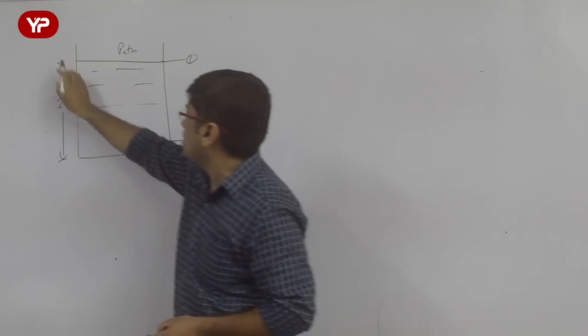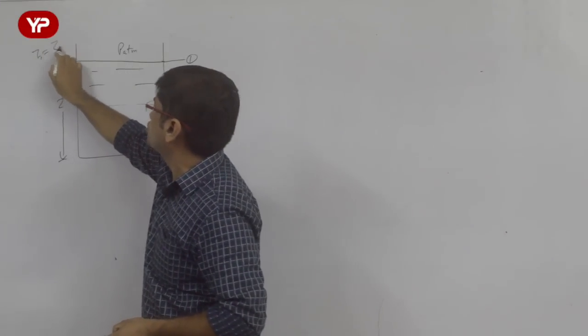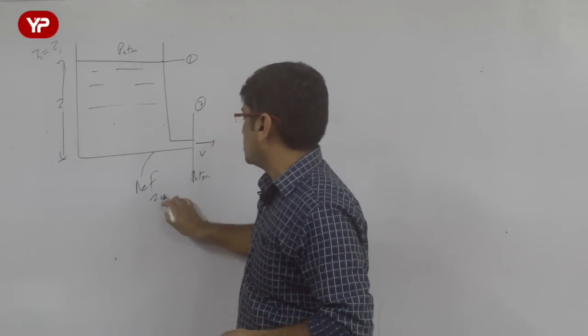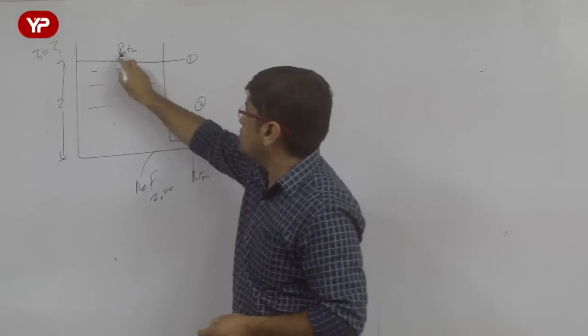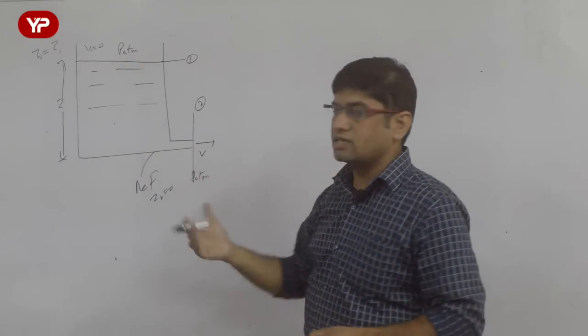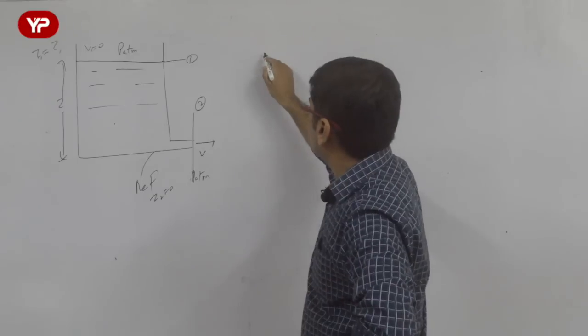What is the datum here? Let us say Z1 is equal to Z. And what is datum here? Let's take it as reference. That means Z2 is 0. What is velocity here? We assume velocity here almost 0. And what is velocity here? That is to be obtained. So let's go for this equation now.